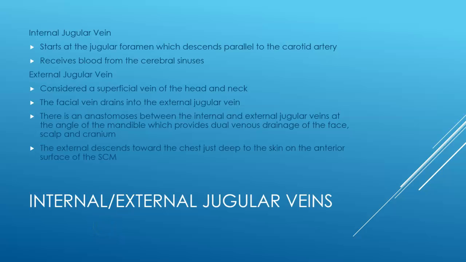Returning back from the head as well and feeding into the superior vena cava are the internal and external jugular veins. The internal jugular vein starts at the jugular foramen, which descends parallel to the carotid and receives blood from the cerebral sinuses. So the internal jugular is getting a lot of the venous blood from the metabolic requirements of the brain. The external jugular vein is a superficial vein of the head and neck, and the facial vein drains into the external jugular, and you can actually see it when you look at someone's face. If they're very angry, sometimes it can really stick out.